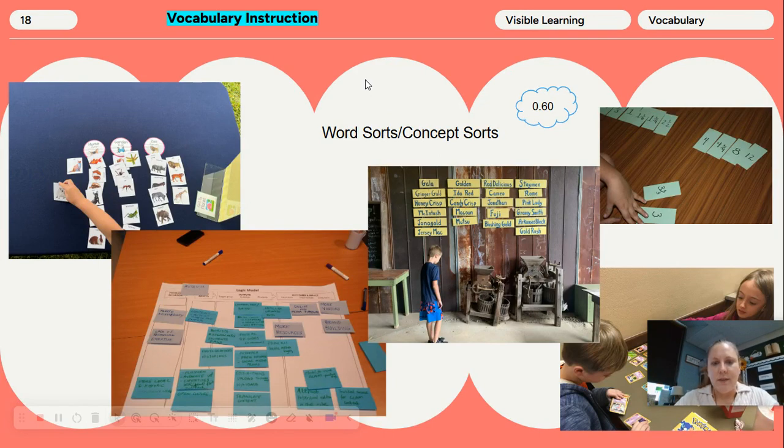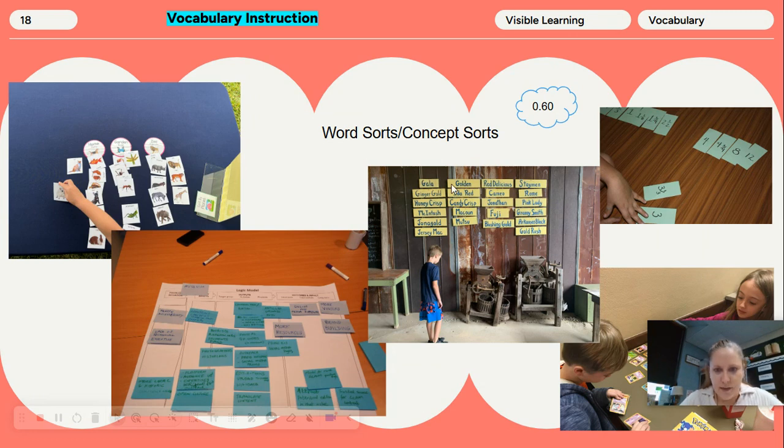Word sorts and concept sorts. So this top left picture is from Science STEM on the Greenway. We did an animal sort. So with your non-reading students, you could do picture sorts.